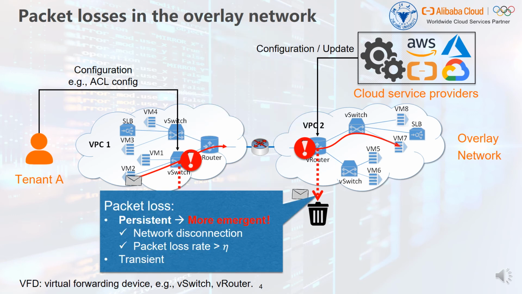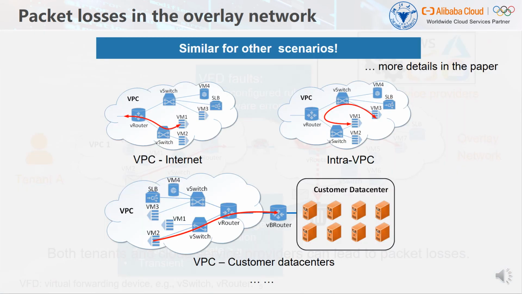These packet loss issues can be roughly classified into persistent and transient packet losses. The transient packet losses may not have a visible impact currently, whereas the persistent one will last for a long time and severely harms the profit of tenants or the cloud service provider. Hence, in our consideration, it is more emergent to tackle persistent issues. For other communication scenarios, such as VPC to Internet, intra-VPC communication, VPC to customer data centers, and so on, the reasons leading to packet loss in the overlay network are similar.